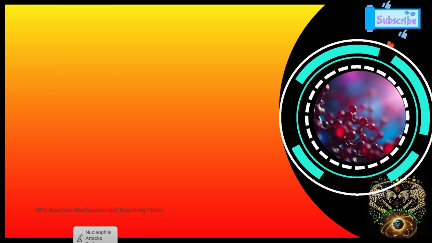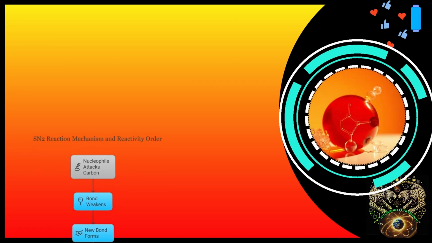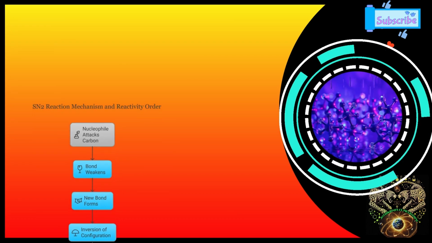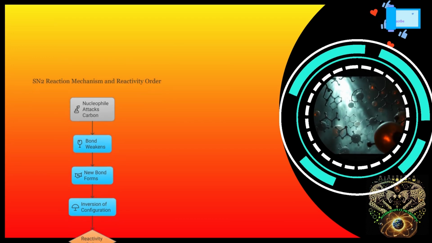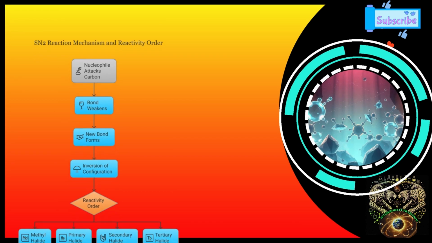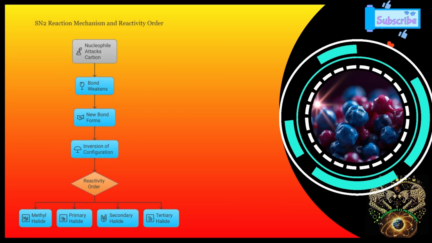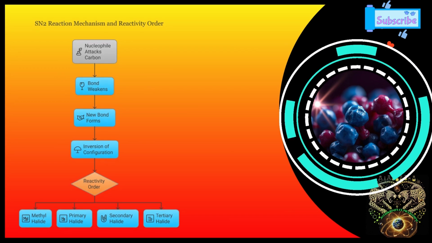First, let me tell you about the SN2 reaction mechanism. SN2 reaction follows a unique one-step mechanism where the incoming nucleophile and the leaving group are both involved simultaneously. Imagine this. As the nucleophile attacks the carbon atom, the bond between the carbon and the leaving group starts to weaken. At the same time, a new bond between the carbon and nucleophile starts forming. During this process, the three groups attached to carbon, like hydrogen atoms or alkyl chains, start shifting away from the attacking nucleophile, similar to how an umbrella flips inside out when hit by a strong wind.